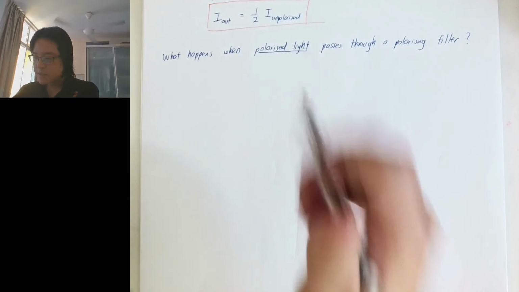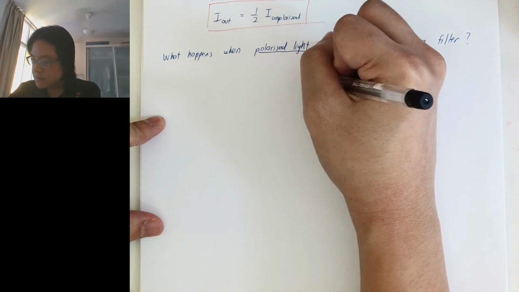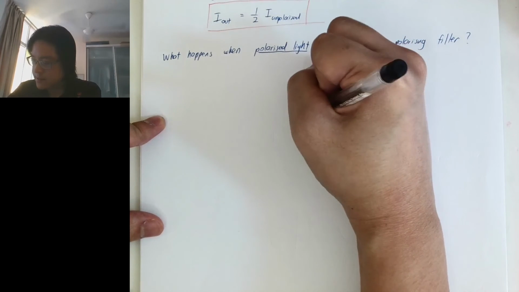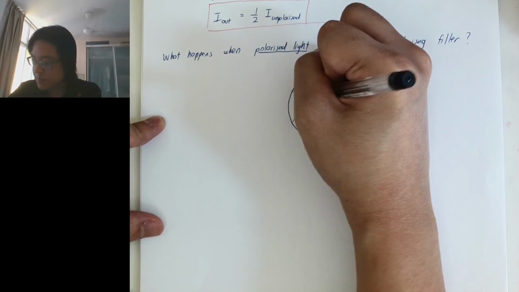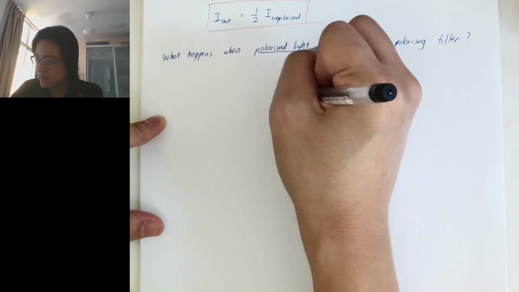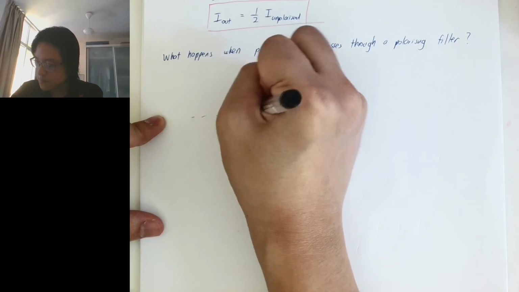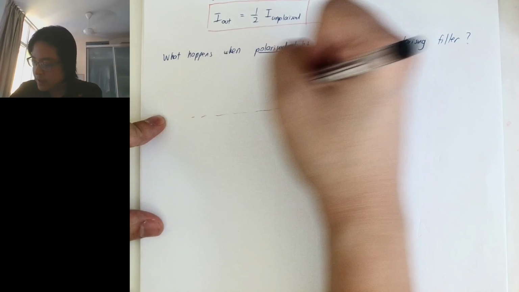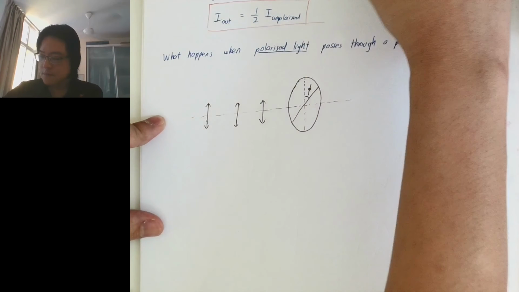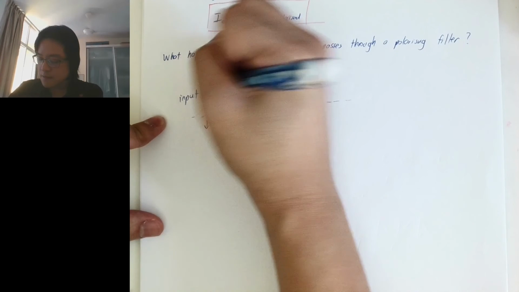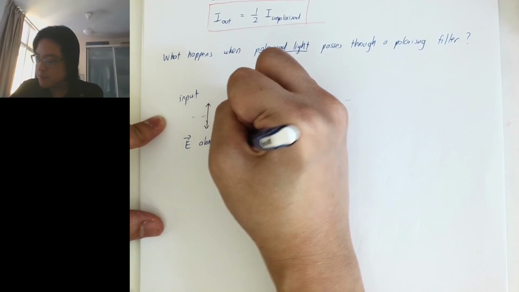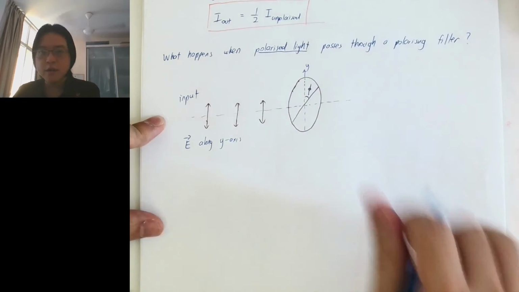So now let me draw the filter again. Let's draw it here, and let's say the direction is at some angle phi. Okay, and this is my optical axis, so the light will be coming through along this direction. So let's say my light is already polarized in this direction. So this is my input light, and my electric field is along the y-axis. But my filter is not on the y-axis, it's this direction.